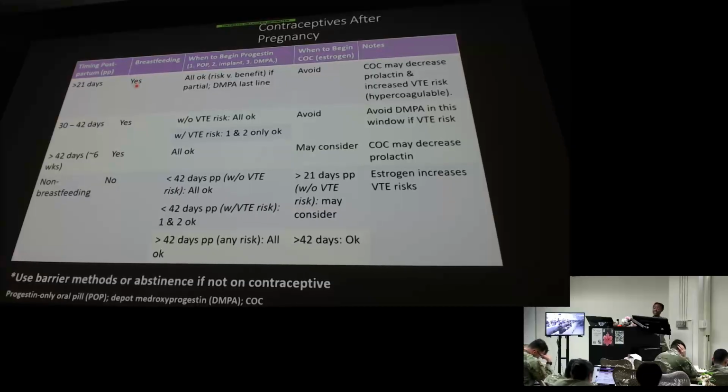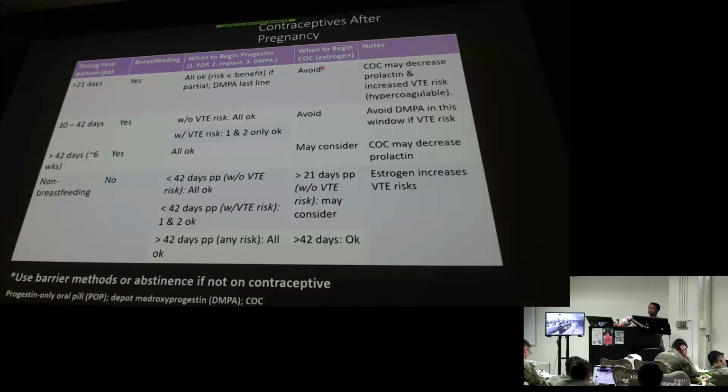So if they say, yes, I'm breastfeeding, when can I begin to use a progestin? The way to read this: if you see a 1, that means they can use a POP. If you see a 2, that means they can use the implant. If you see a 3, that means they can get the depot shot. The DMPA stands for that depot shot. So all of these are okay. Your depot shot is the last line because it's a high level. Remember, it's going in there and being released throughout that 3 months.